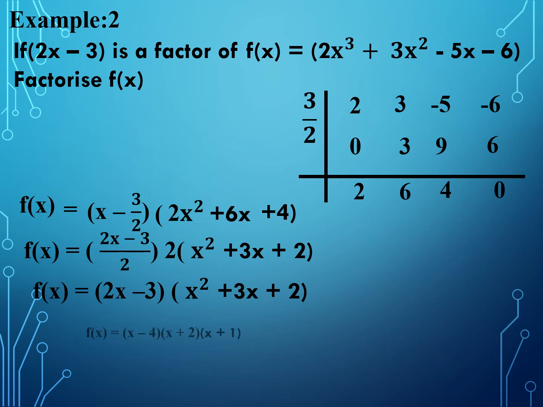Now the second bracket, if I have to simplify using splitting the middle term, what will I get? This is what I get. That is f(x) is equal to x minus 4, x plus 2 and x plus 1. This is how you can factorize using synthetic division. Thank you.